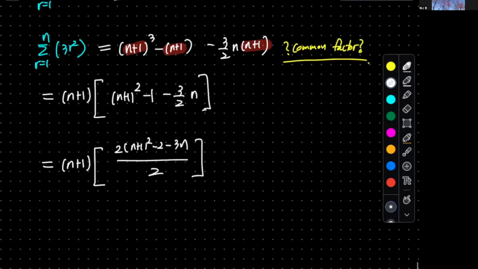Then I can expand. Let me try to expand on that one. So it's going to be n times, if I expand, I get 2n squared plus 4n plus 2 minus 3n. Okay, that's good.